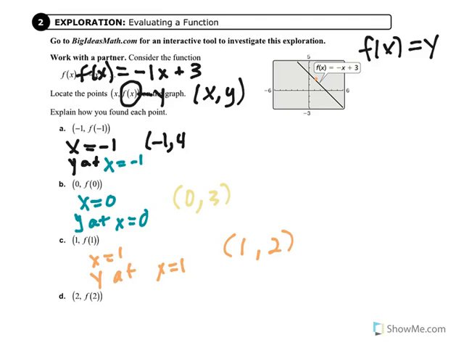So f of 2. When x is equal to 2, y is what? At x equals 2, you're going to go to x is 2. What is y? It looks like, so here's 2. And what's our y value? So look at the graph. It looks like positive 1. So this would be 2, comma 1.